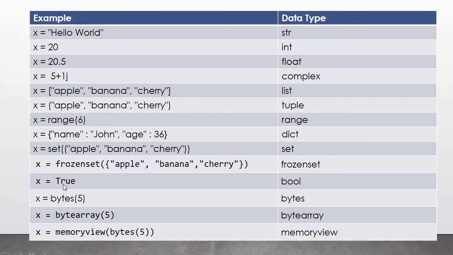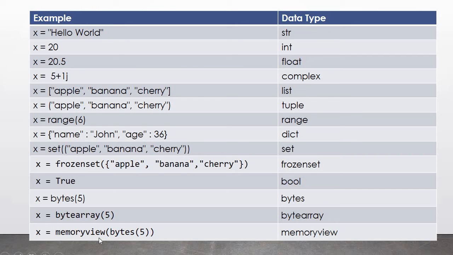x is equal to True, which is used to represent Boolean type. The Boolean type returns a true or false value. The next data type is bytes. The bytes type returns a byte object, which is an immutable type. Byte array is a mutable type, with values ranging from 0 to less than 256.